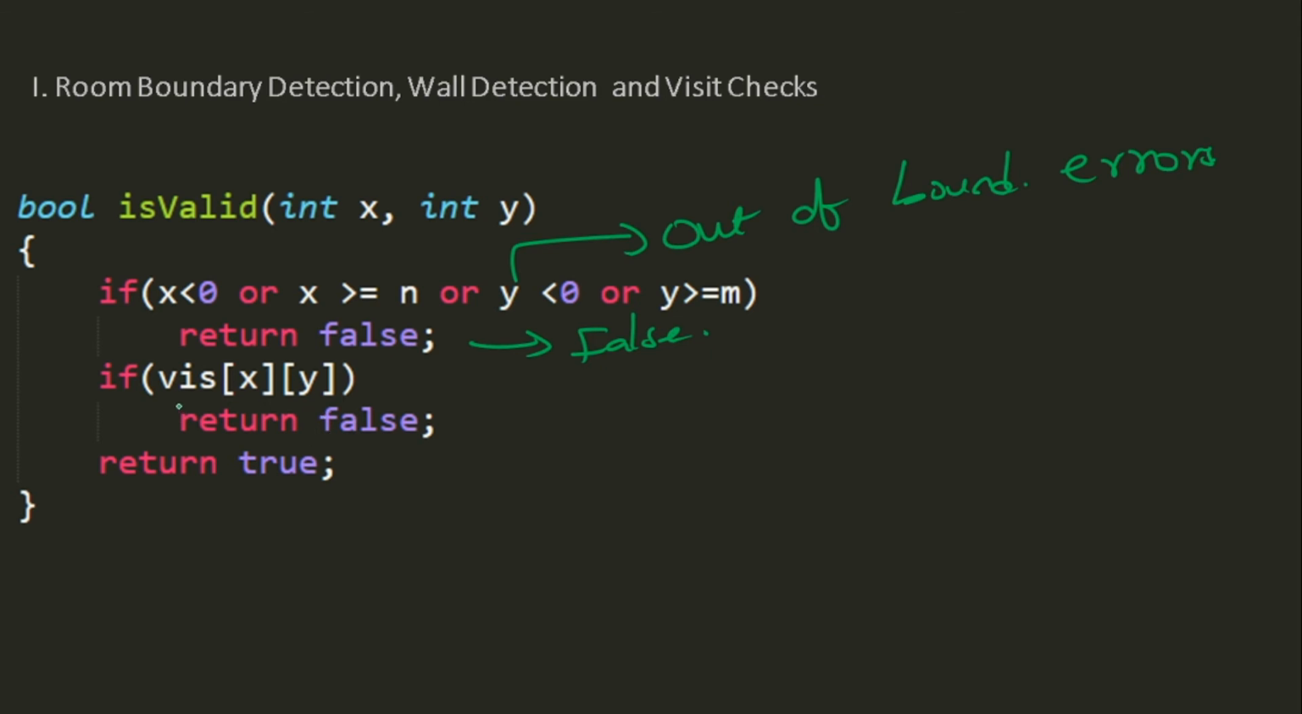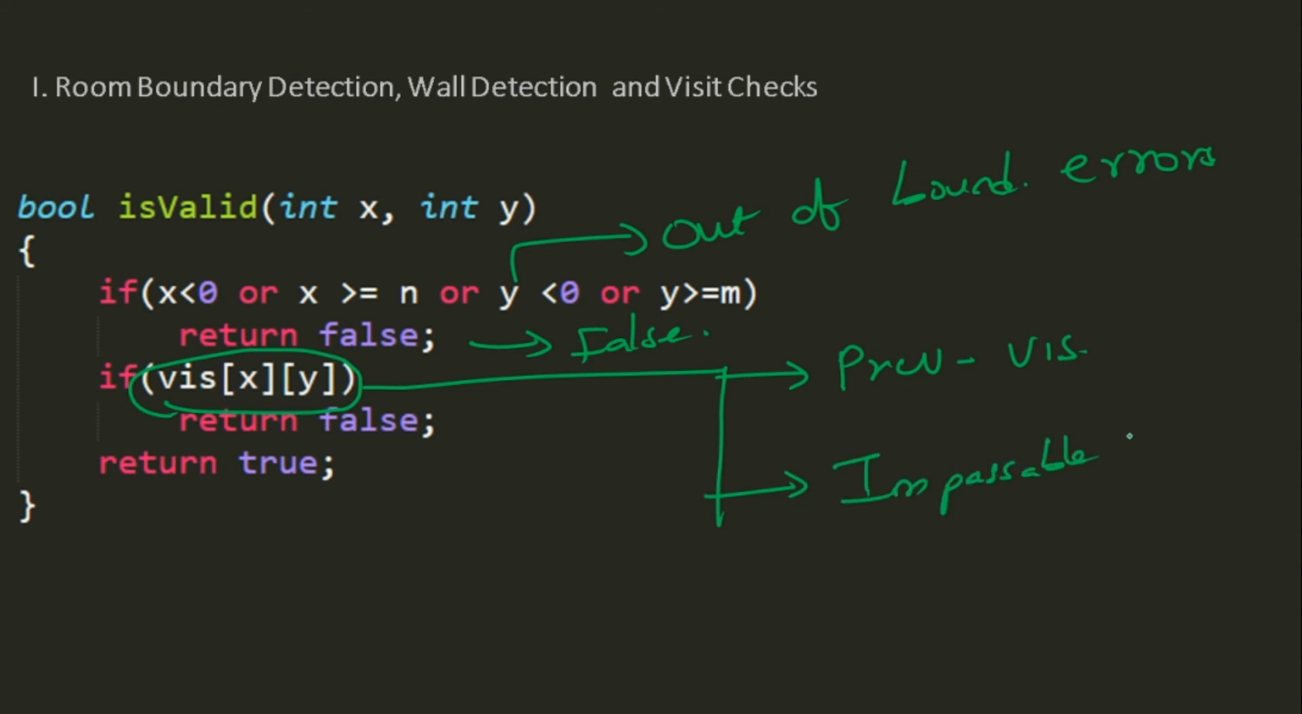Next, if a location is previously visited. Okay, what is previously visited? It had two definitions. First, it was indeed previously visited. The second, if you recall, any location that was impassable terrain, we had noted it down as visited. So in both these cases, it will return false. Otherwise, it will return true.